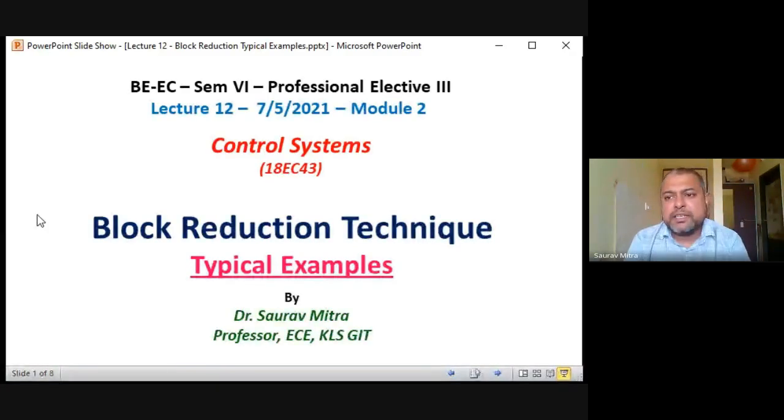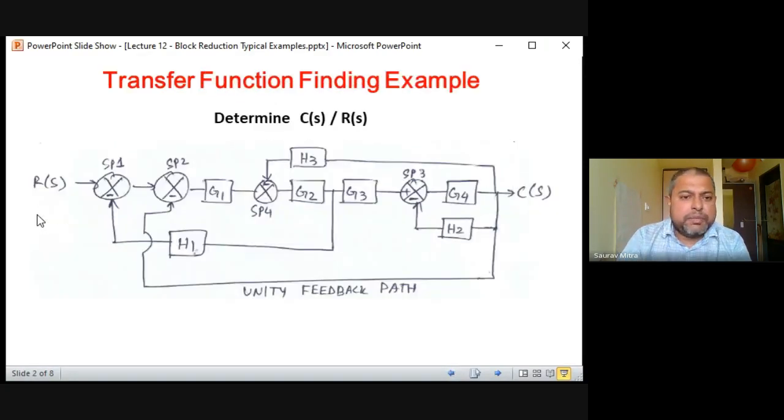And tomorrow is Saturday. Tomorrow also we are having a session from 3 to 5 in the afternoon, and there we will discuss the numericals from module number 1, that is mechanical translational system, mechanical rotational system, electrical system transfer function finding, and all those difficult things we will be solving tomorrow. So this is the module topics that is there.